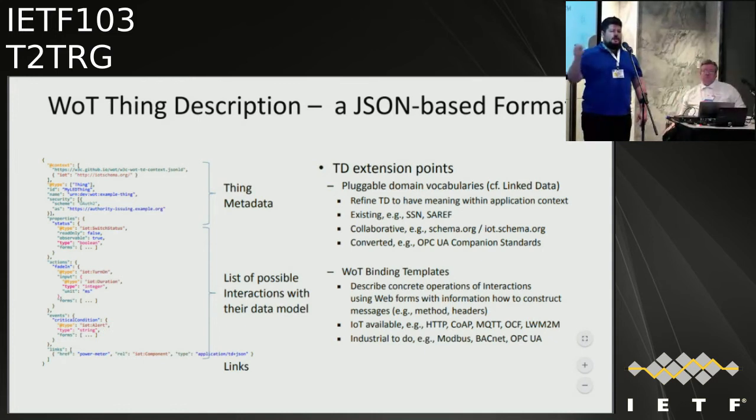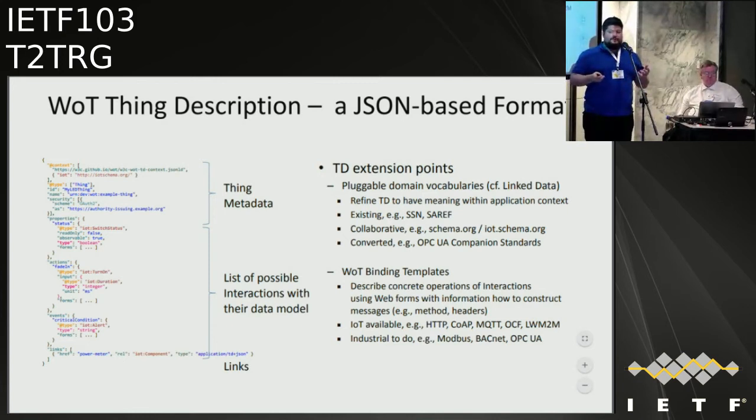And then that's already a good starting point for others who want to understand that, because they have some clear, unique identifiers there. What is the meaning of the individual pieces? And the other part is these binding templates, where we already started describing, okay, if you have an HTTP server somewhere that behaves in such and such a way, this is how you would use a TD to describe that.